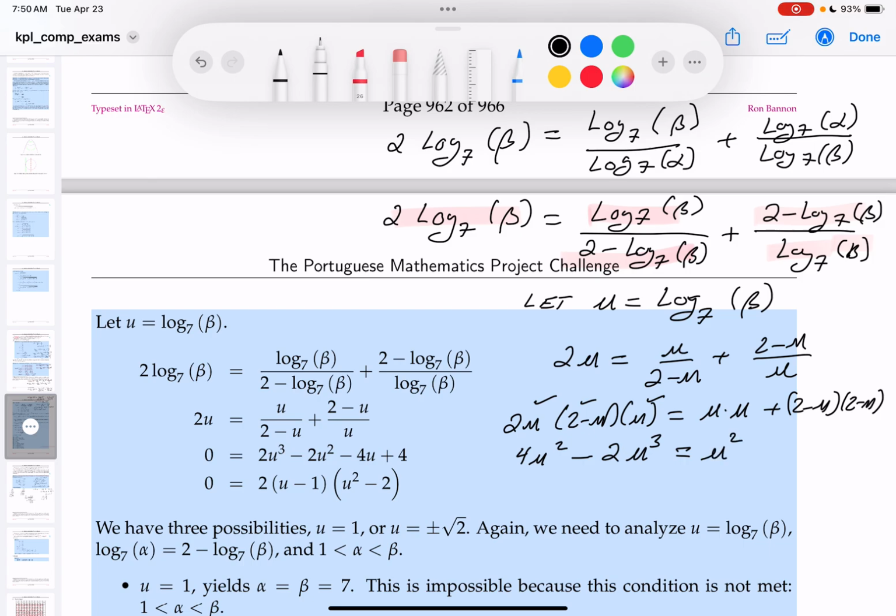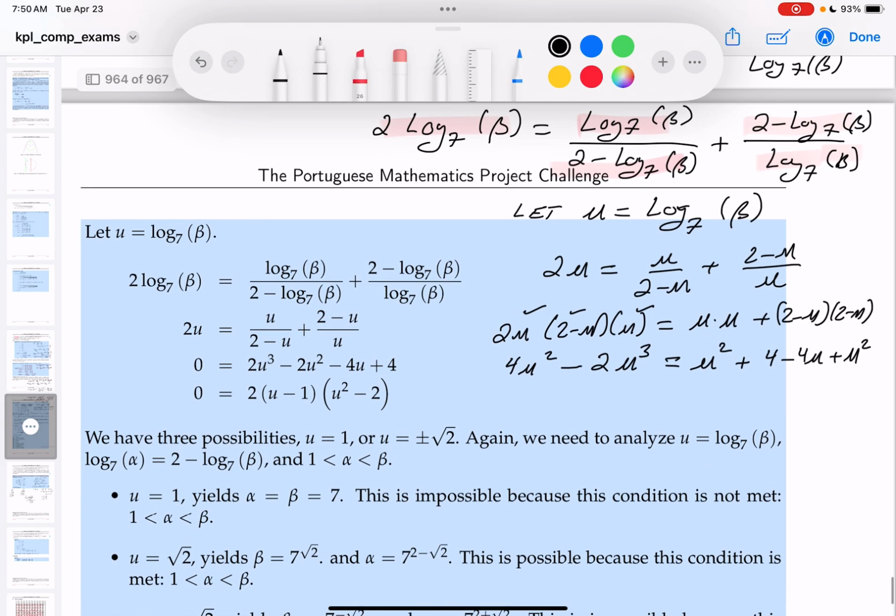So what do you get over here? I get u squared plus 4 minus 4u plus u squared. All right? Now, it's a third degree polynomial. I'm certainly going to rearrange a little bit. What do you get over here? You're going to get 2u cubed. This is going to be minus 2u squared. I got this covered. Minus 4u, I got this covered, plus 4.